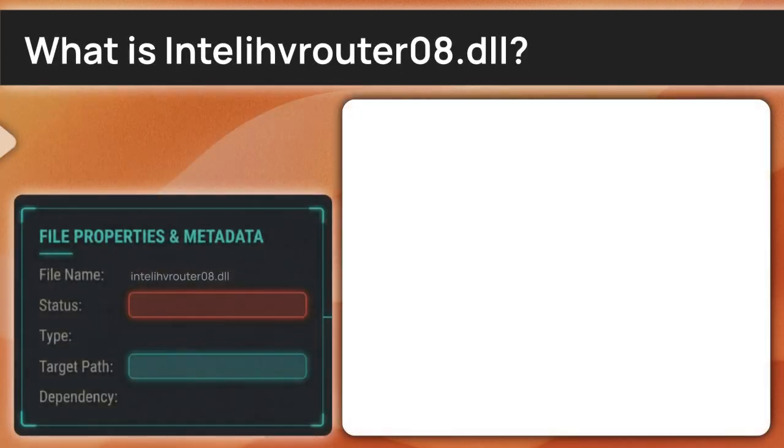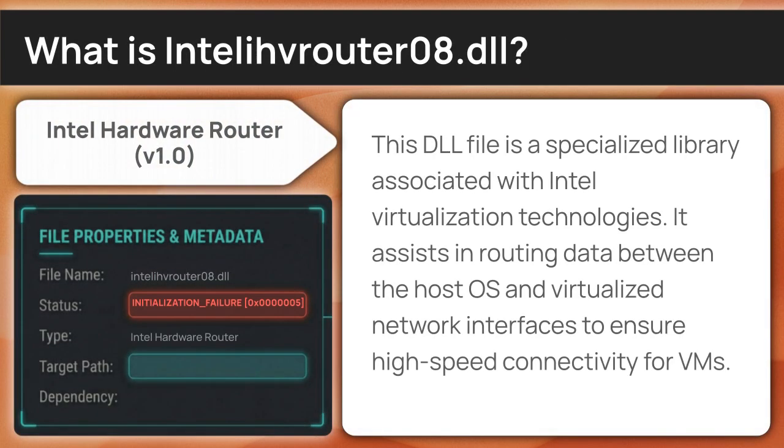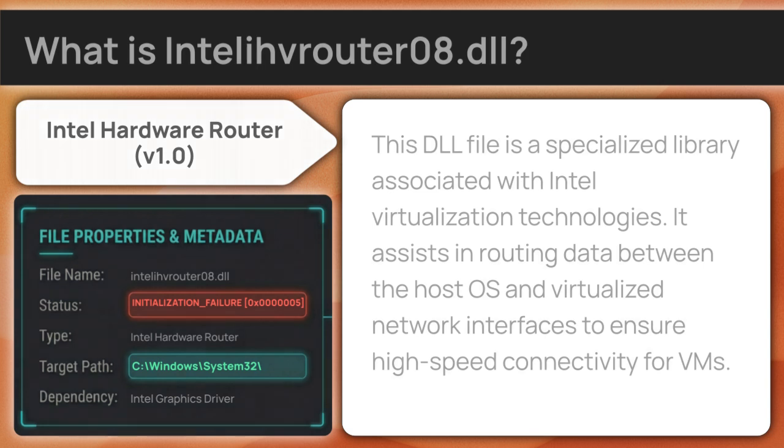This DLL file is a specialized library associated with Intel virtualization technologies. It assists in routing data between the host OS and virtualized network interfaces to ensure high-speed connectivity for VMs. With the why out of the way, let's focus on getting you running again.